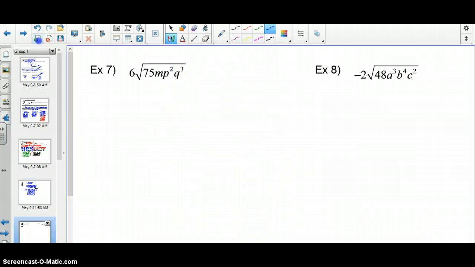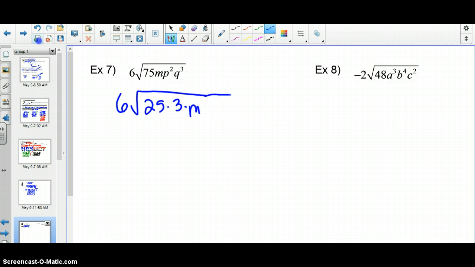Alright, last two. I have 6 times root 75 m p squared q to the 3rd. So I'm going to rewrite. 75 is 25 times 3 times m, and I'm just going to keep p squared, but q I'm going to change that to q squared times q. So let's try to do this in our head.